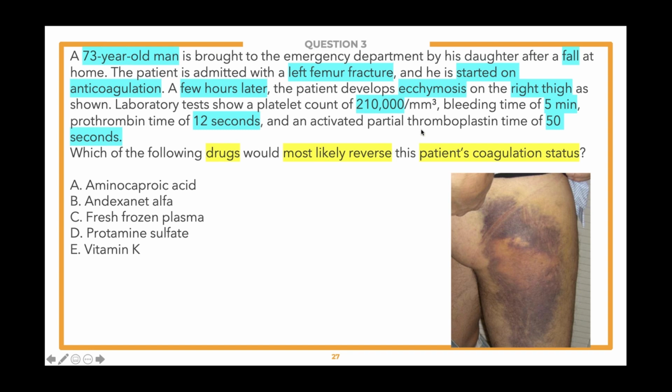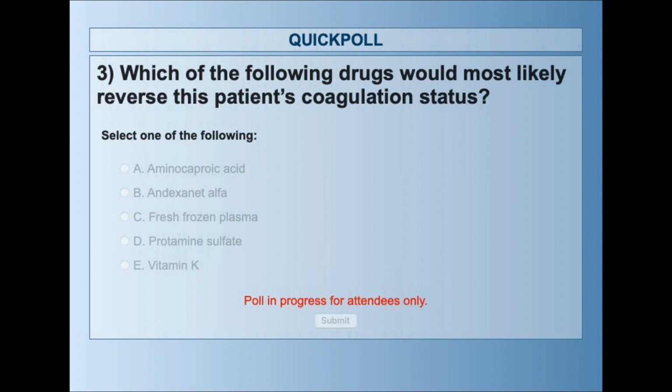Okay, that's right. So this is the final question of the night. Let's see if you're able to apply some of that newfound knowledge or perhaps newly reinforced knowledge into answering this challenging question here. So what do you think the right drug is here that would reverse that patient's nasty bruising?